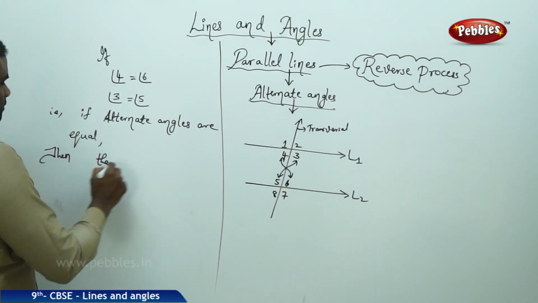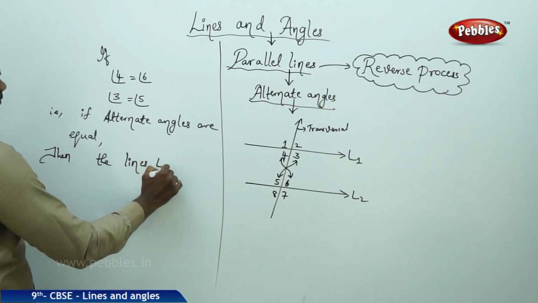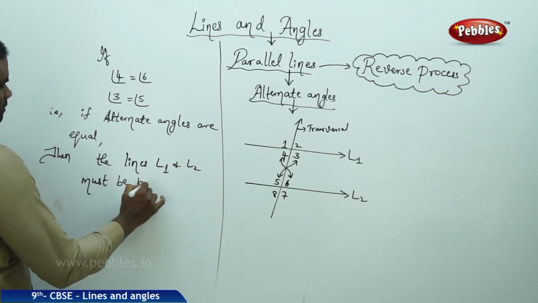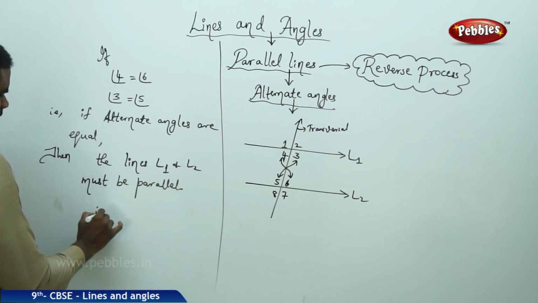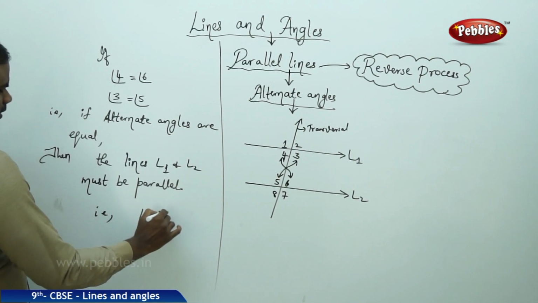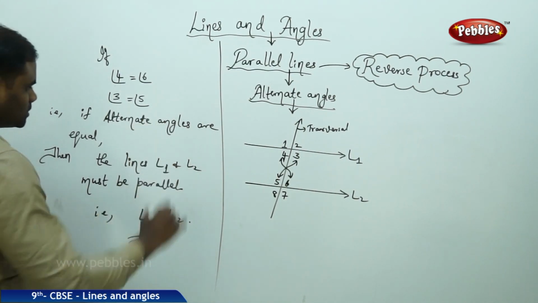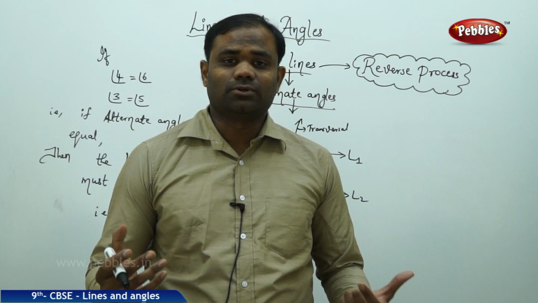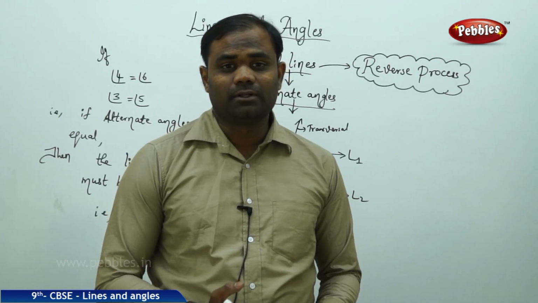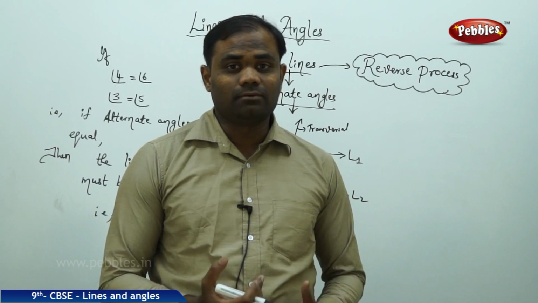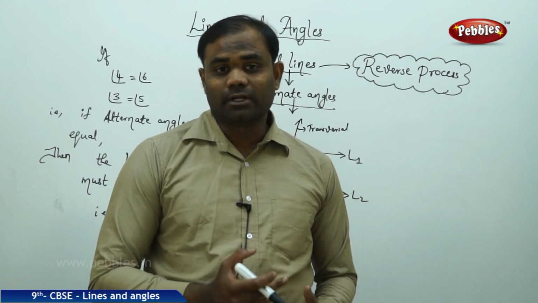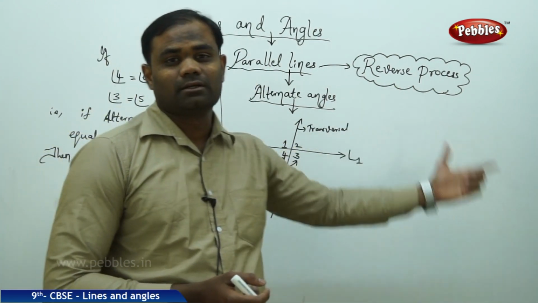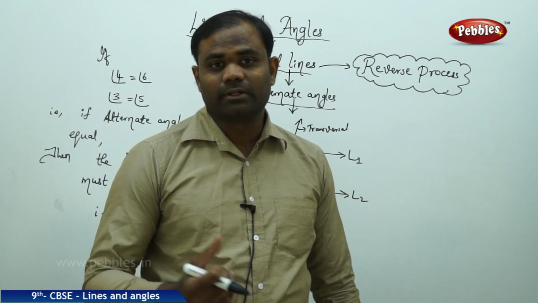If alternate angles are equal, then the lines L1 and L2 must be parallel. That is, L1 parallel to L2 is how we understand the reverse process. If the lines L1 and L2 are parallel, alternate angles are equal. But if the alternate angles are equal, then the lines L1 and L2 also must be parallel. The reverse process of understanding alternate angles connected with parallel lines.